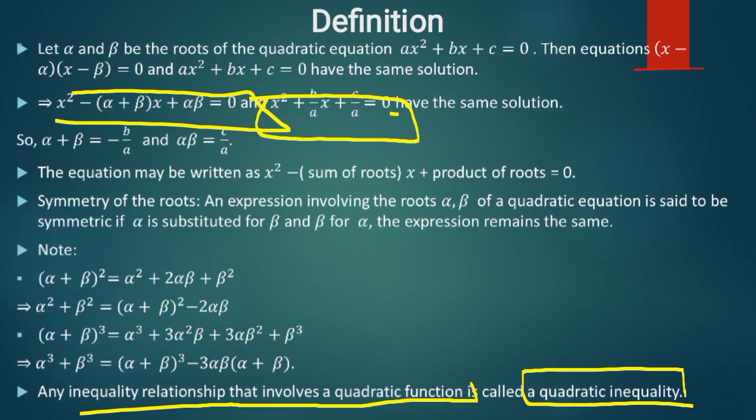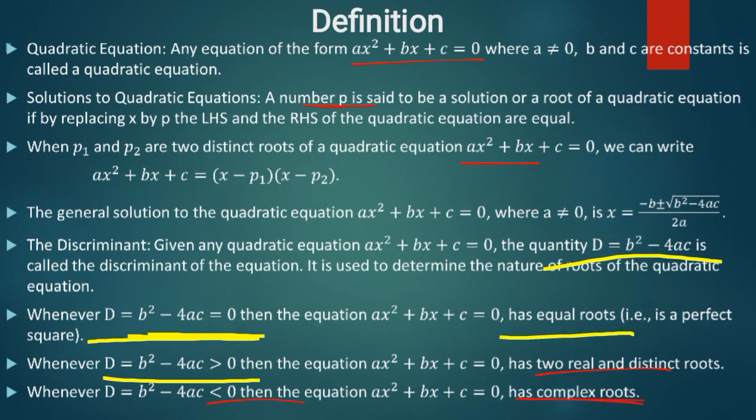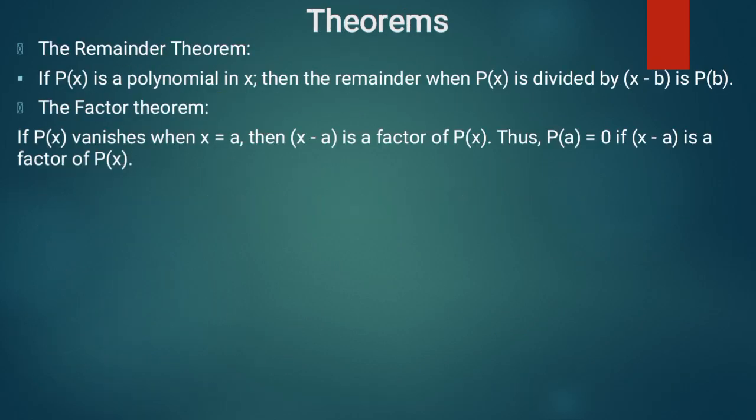We've talked about discriminants of roots, right? We had said that if you have the discriminant equal to 0, you have what? Equal roots. If it's greater than 0, you have two real roots. If it's less than 0, you have complex roots. Okay, so we are just getting foundations.